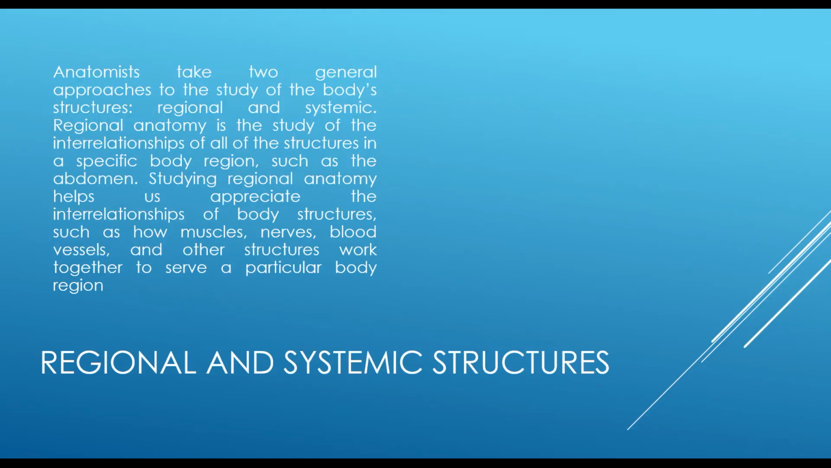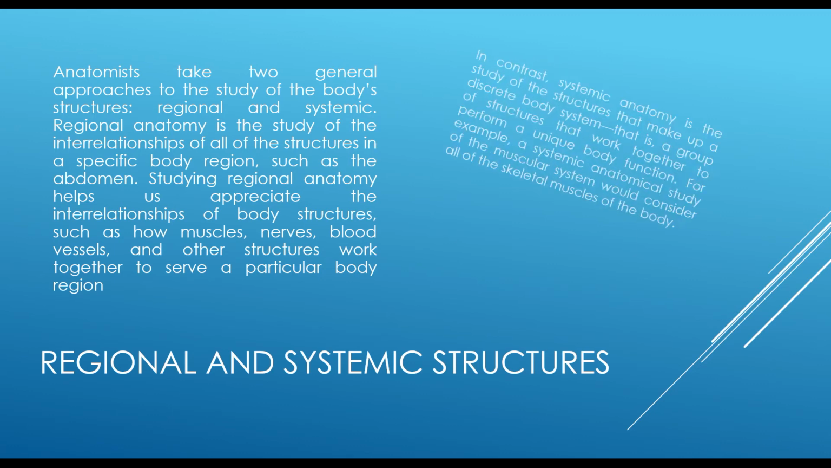Regional and systemic structures. Anatomists take two general approaches to the study of the body's structures, regional and systemic. Regional anatomy is the study of the interrelationships of all of the structures in a specific body region, such as the abdomen. Studying regional anatomy helps us appreciate the interrelationships of body structures, such as how muscles, nerves, blood vessels, and other structures work together to serve a particular body region.